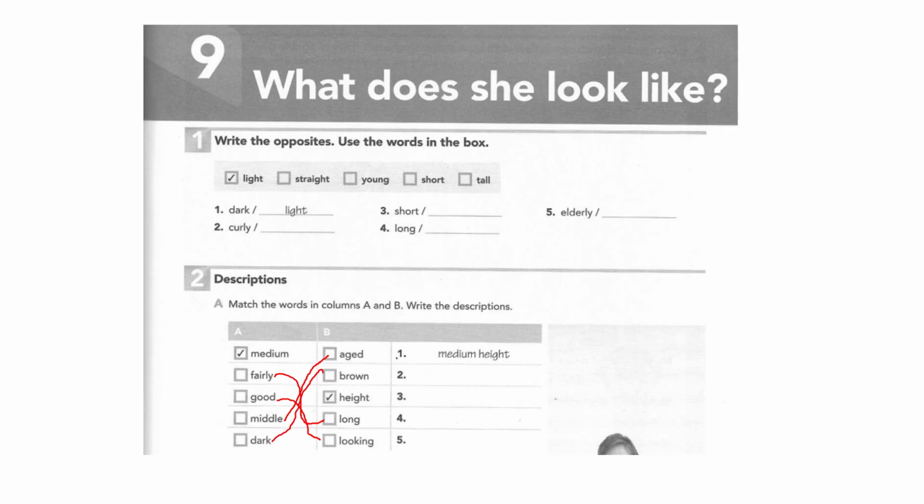So the terms are medium height, which is a reference about the size. We have fairly long, which is a reference about the hair. Good looking, which is a reference about someone's appearance. Middle aged, which is a reference about the years of someone. And dark brown, which is a color reference about the hair.